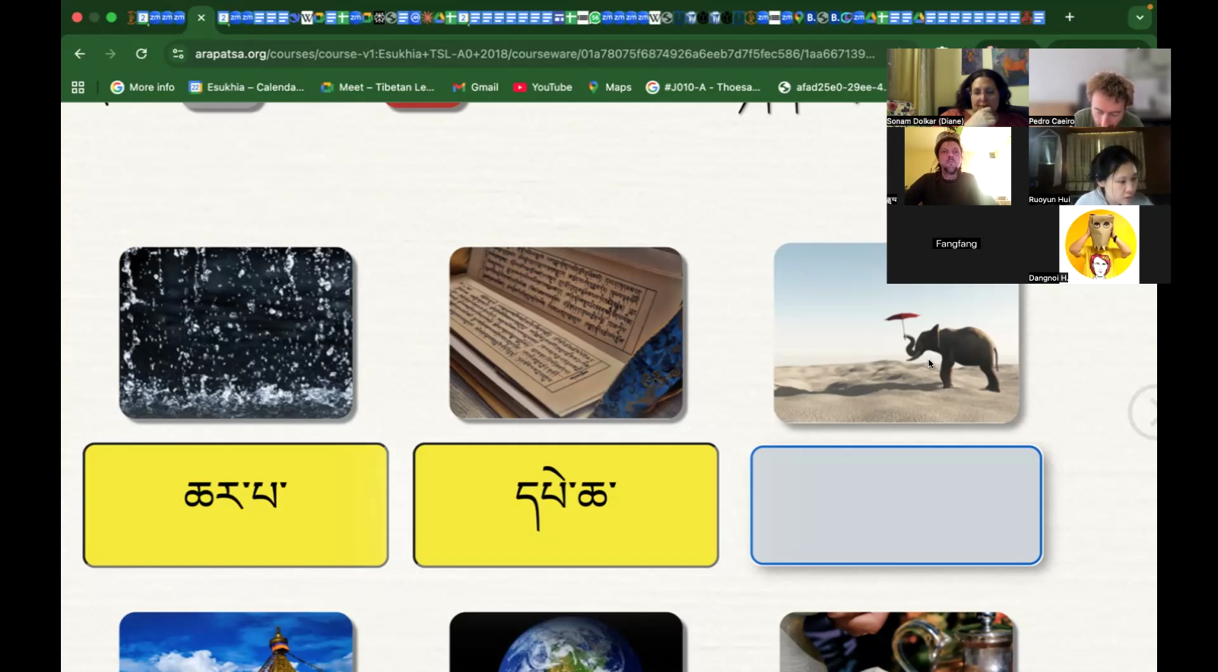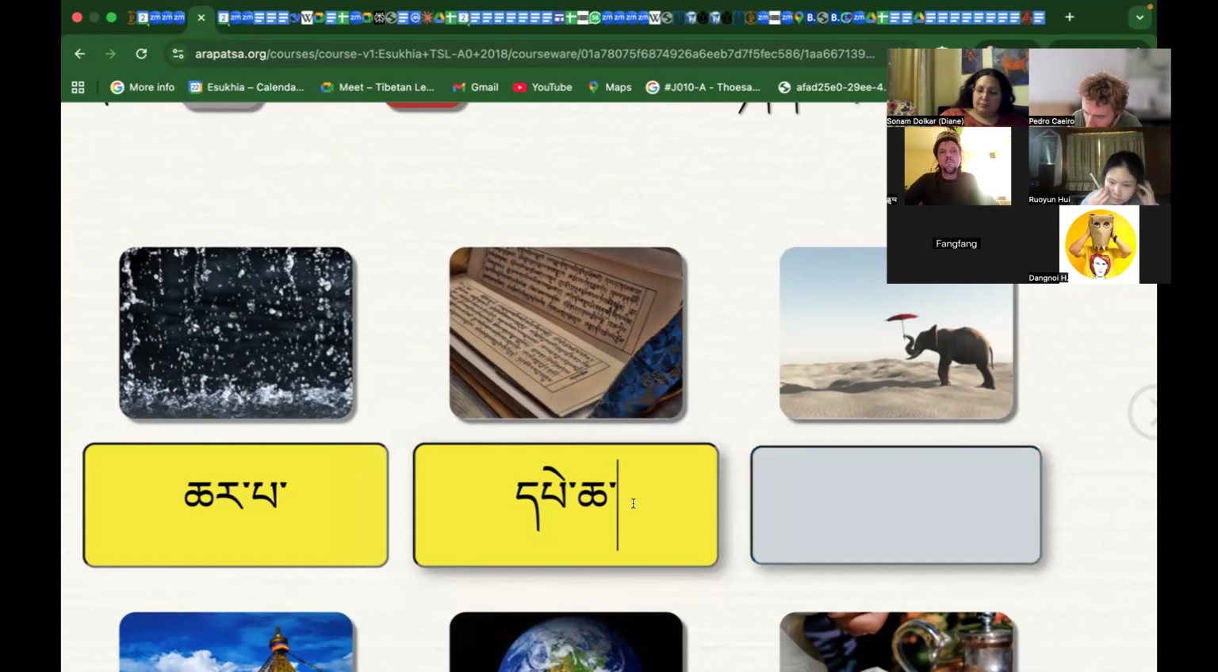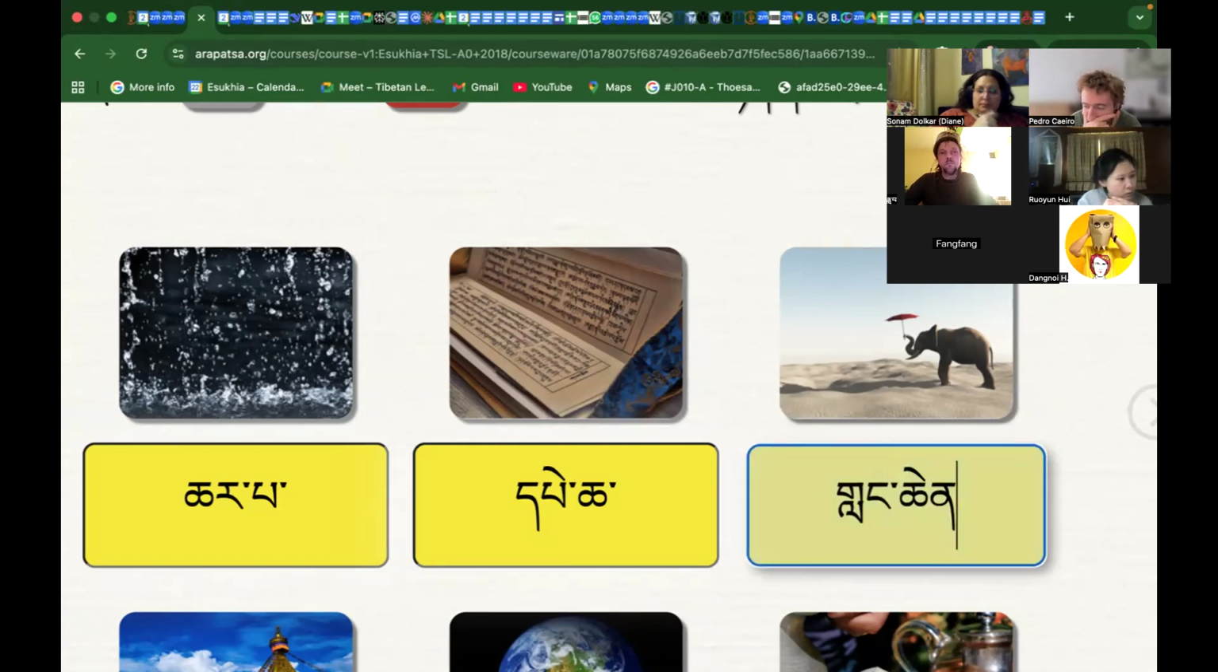So not only learning words, we can practice using these particles. Make sentences. Ka latak la nga lang cha ringpo che na chen lang chen elephant.